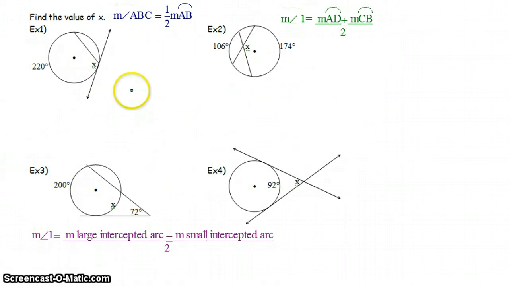Our first example, you're going to focus on where the vertex of the angle is. In this case, the angle is on the circumference. So in that case, we refer back to what we know about inscribed angles, that the measure of your angle will be half of its intercepted arc. If we look at our intercepted arc here, we have 220. So we're going to take that 220, divide it by 2, and the measure of our angle in this case would be 110. So x is equal to 110.